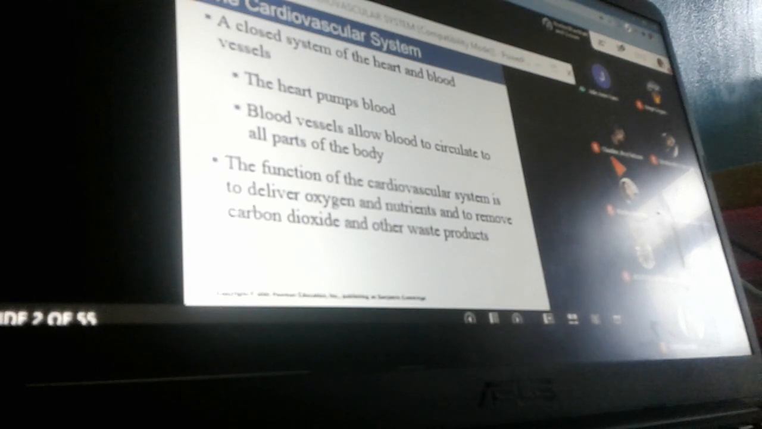Now, the heart, which is a component of the cardiovascular system, pumps the blood. Okay? Whereas, the blood vessels allow the blood to circulate to all parts of the body. So the function of the cardiovascular system is to deliver oxygen and nutrients and to remove carbon dioxide and other waste products. So nakakatulong si cardiovascular system sa homeostasis by allowing the exchange of respiratory gases as well as nutrients and waste products.